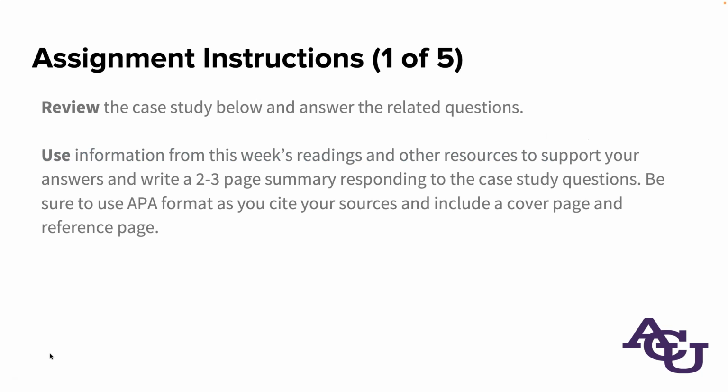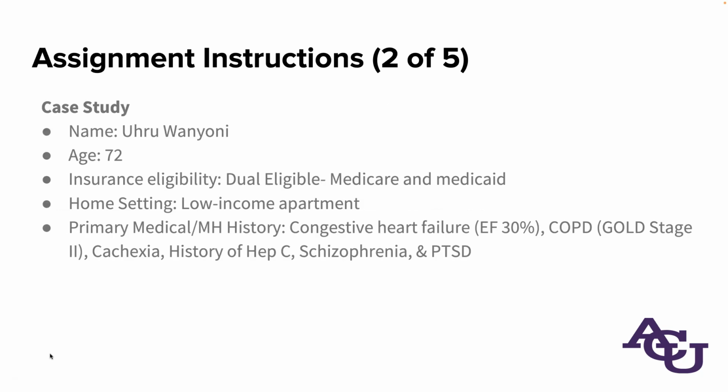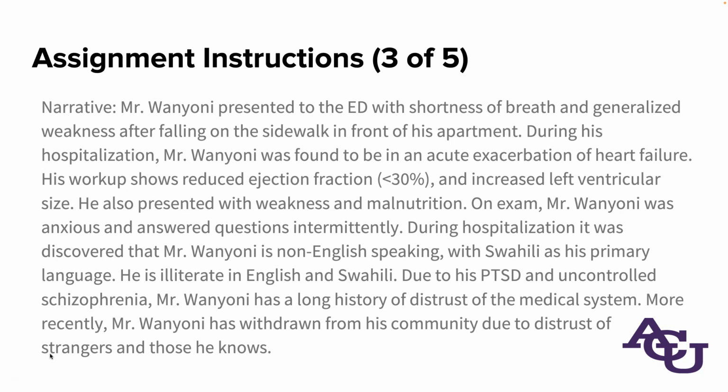So there's a case study we need to review, and using information from the week's readings and other resources, we need to write up a 2 to 3 page summary responding to case study questions. It should all be in APA format with cited sources, cover page, and reference page. Okay, no problem there. And we have a little background information: name of the patient, their age, their insurance eligibility, their home setting, some stuff about their medical history. And we have the narrative here.